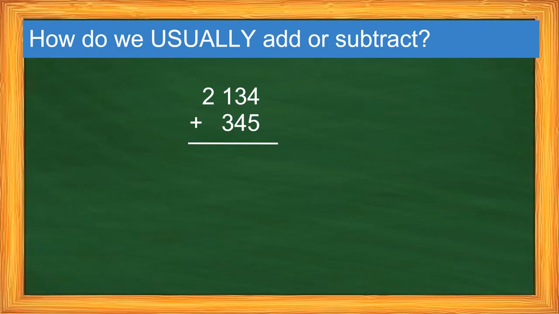And then, pag nag-add na tayo, magsimula sa kanan. So, that would be 4 plus 5 is 9. 3 plus 4 is 7. 1 plus 3 is 4. And then, bring down 2. So, ang sagot natin is 2,479.